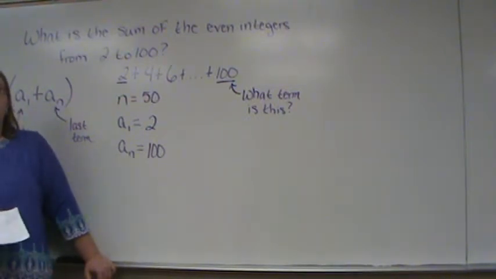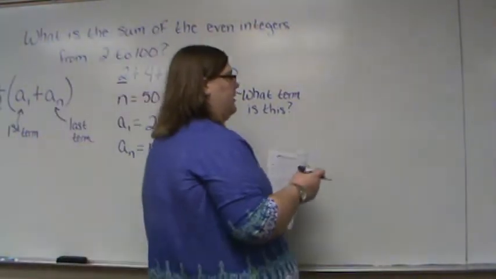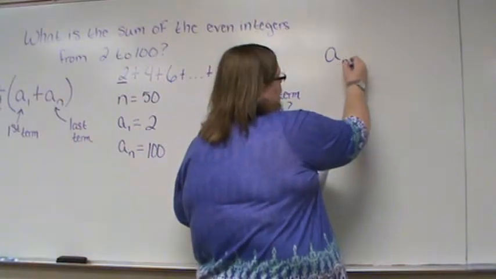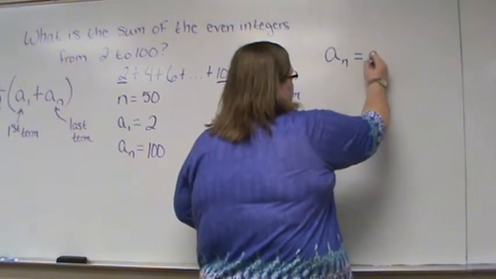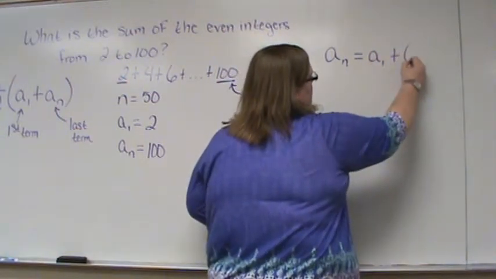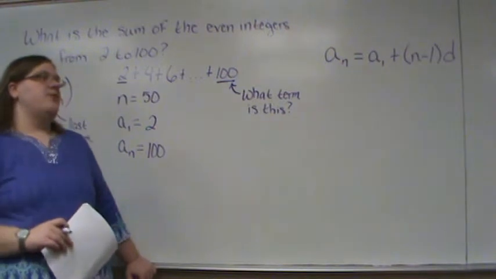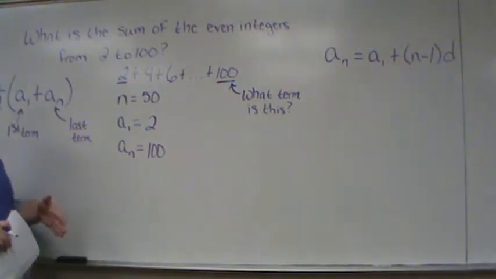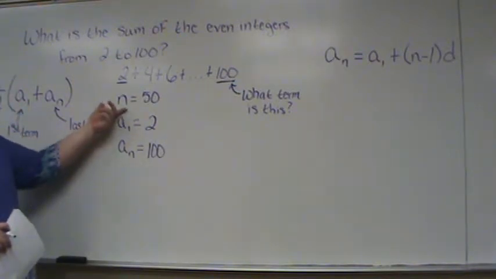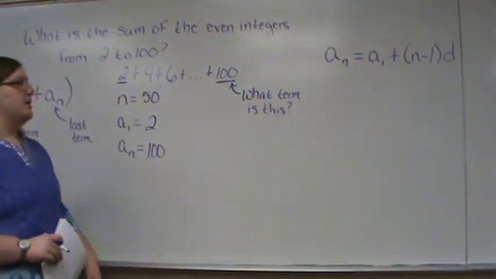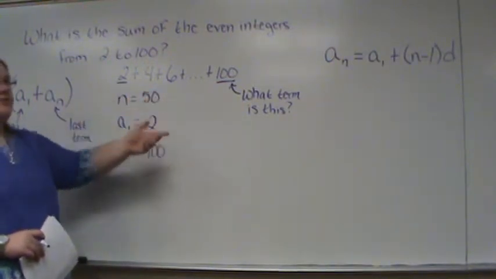What other formulas do we know for arithmetic stuff? So we know the explicit formula. What's the explicit formula? a sub n equals a sub 1 plus (n minus 1) times d. So that was our explicit formula for finding terms in an arithmetic sequence. Well, now we want to solve for n. This n in our explicit formula gives us the number of terms, and that's what we're looking for.